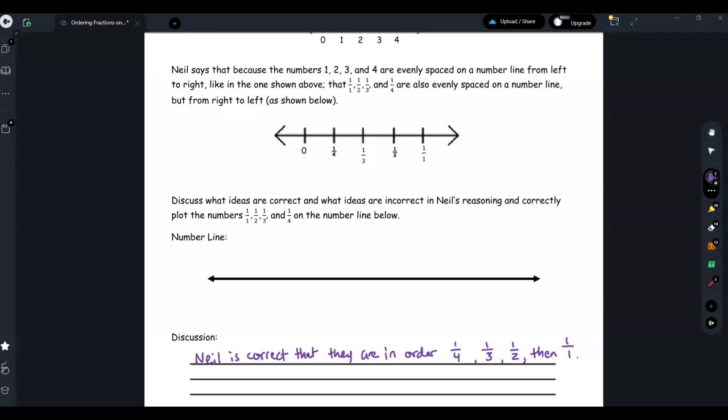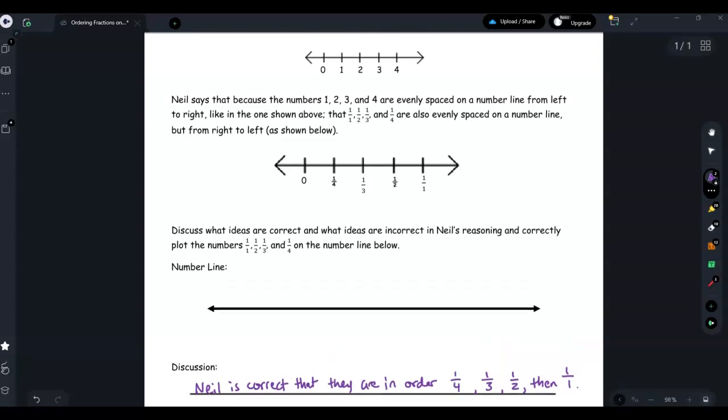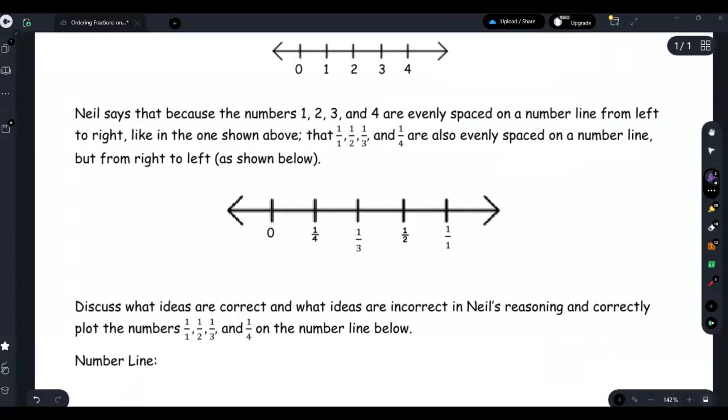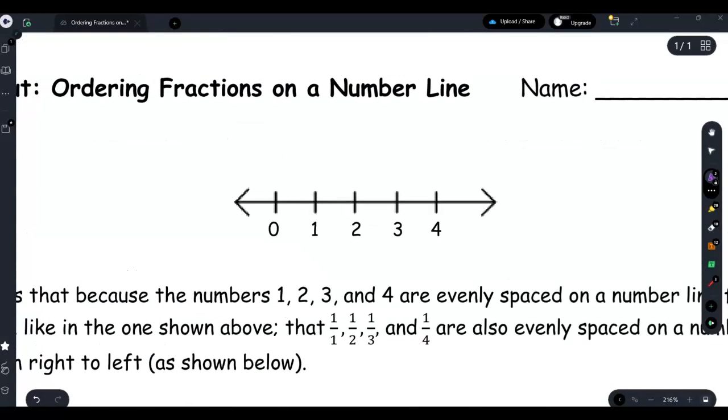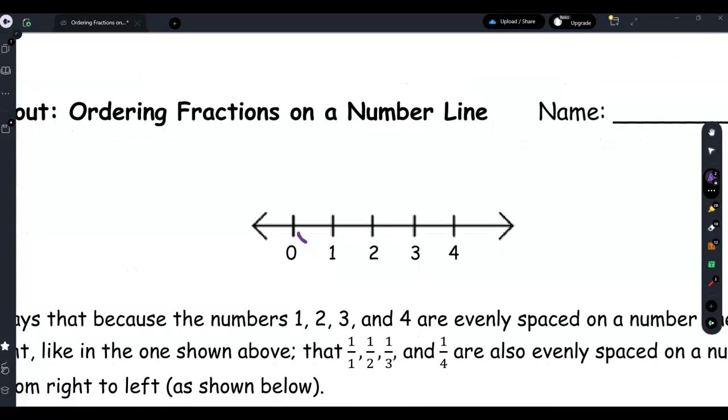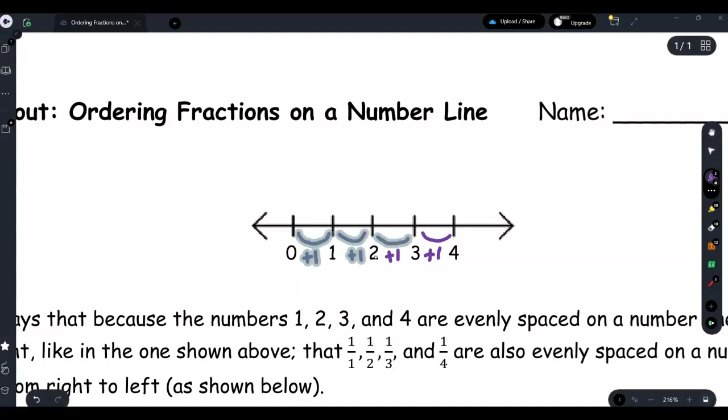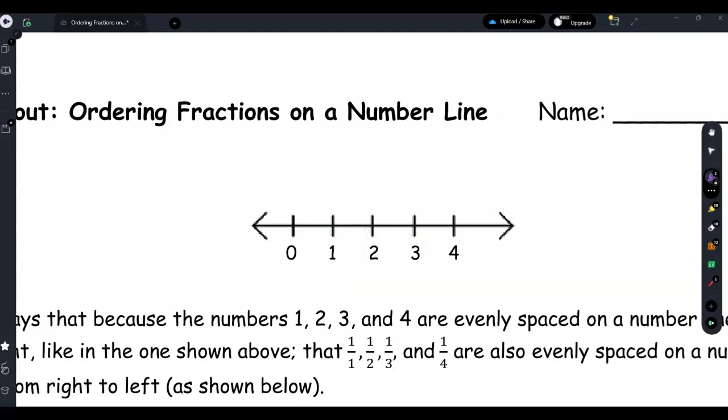But in terms of what is incorrect, not all the ideas here are good. When we look at the original number line, the distances between these are each one whole. If I take 0 and add 1 to that, I get 1. If I take 1 and add 1 to that, I get 2. If I add another 1 to that, I get 3. So they're all 1 apart, and the evenly spaced nature of this makes sense, and that's correct.